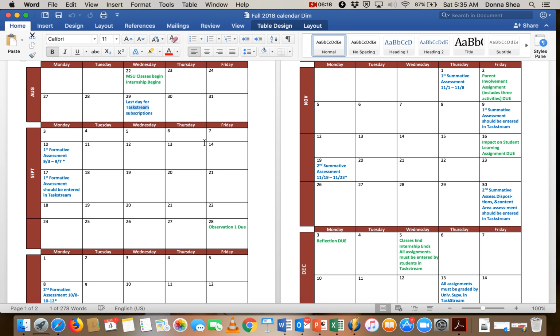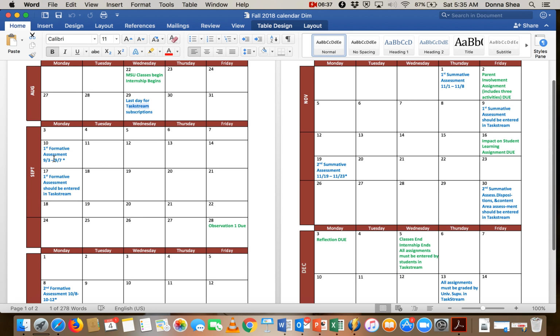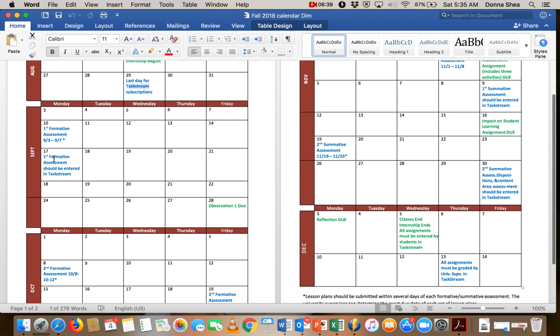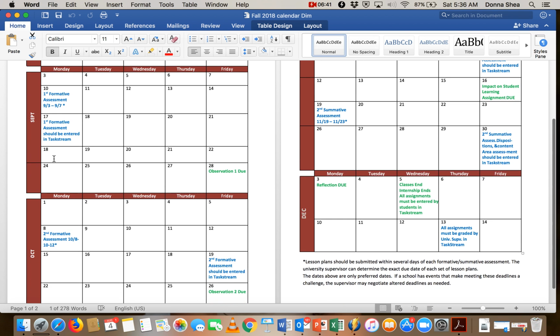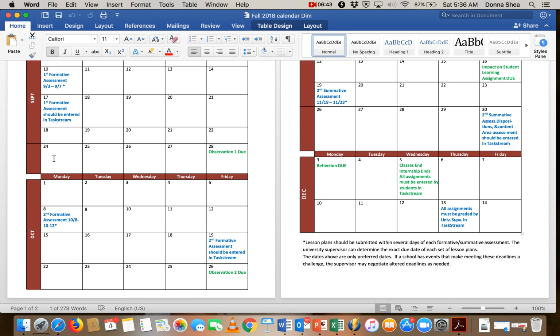That university supervisor is going to use the teacher intern assessment instrument to evaluate a lesson, and we will look at that teacher intern assessment instrument in a few minutes. But what I wanted you to see is that the lesson plans are due in Task Stream 2 weeks before each assessment. 2 weeks of lesson plans are due before whenever your university supervisors are going to conduct that assessment.